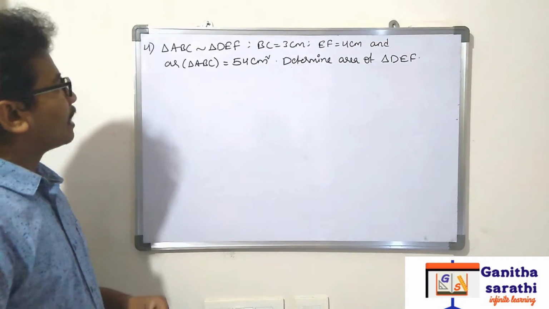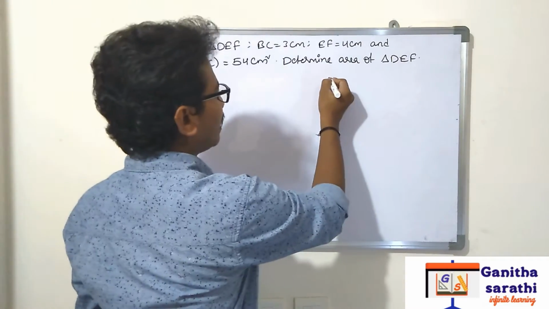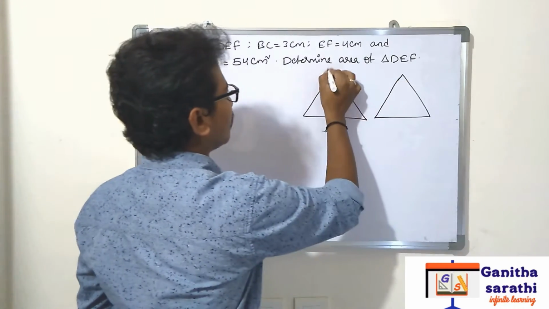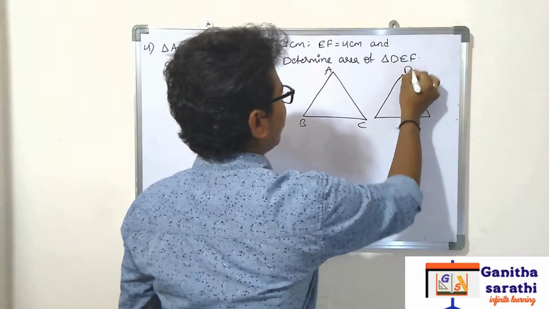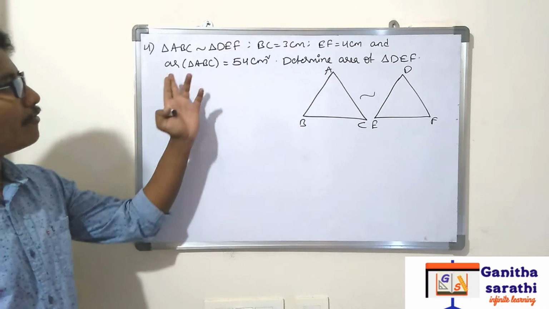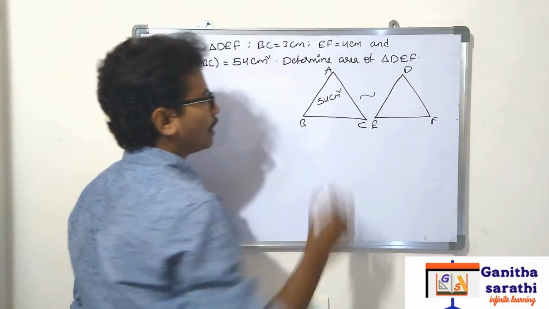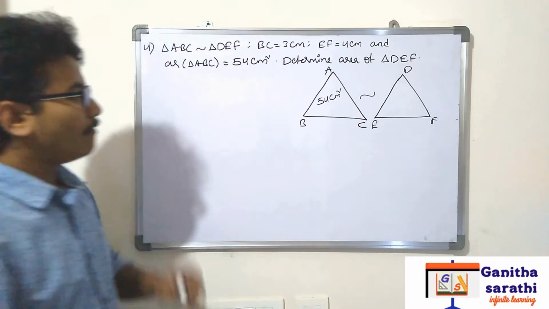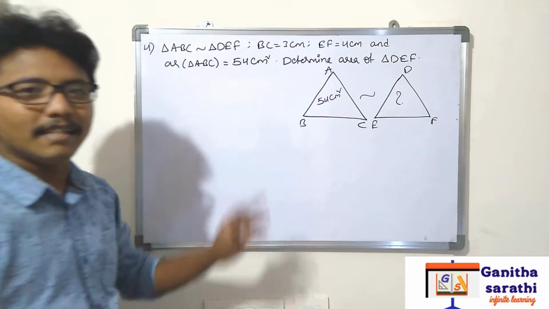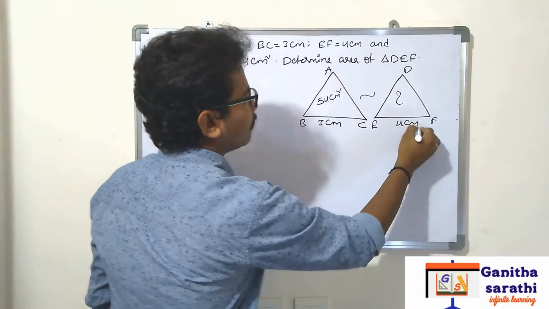Now, see here. Triangle ABC is similar to triangle DEF. What is the given condition? Triangle ABC and triangle DEF are similar, it is given. Now, area of triangle ABC is 54 centimeter square. We have to find the area of triangle DEF. Okay, now. What is he giving? BC is equal to 3 centimeters. EF is equal to 4 centimeters.